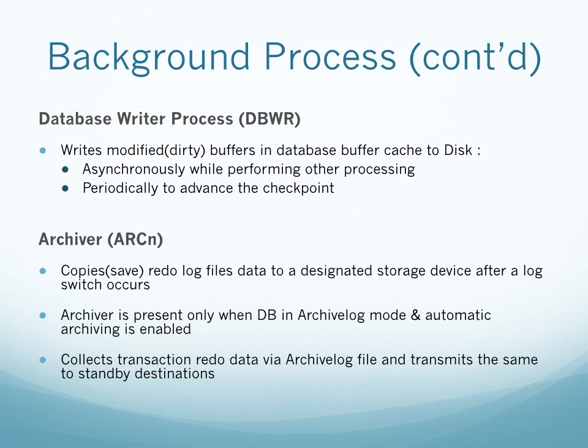The next is database writer process. It moves the modified data from the database buffer cache to disk. The archiver is only enabled when the database is in archive log mode and it moves the redo log files to a designated storage device in the form of archives.